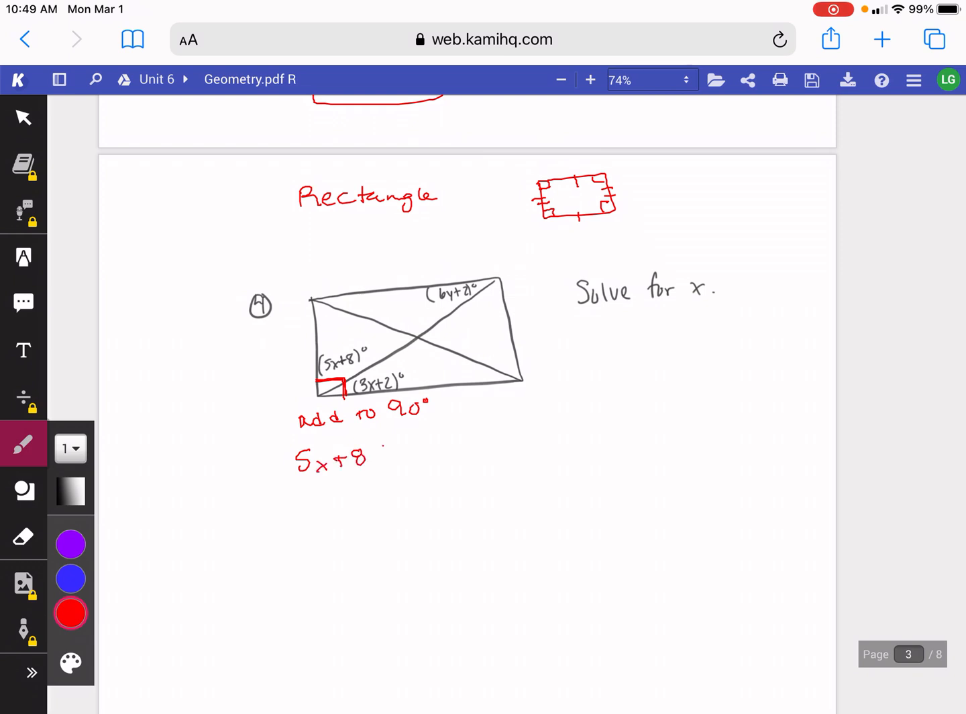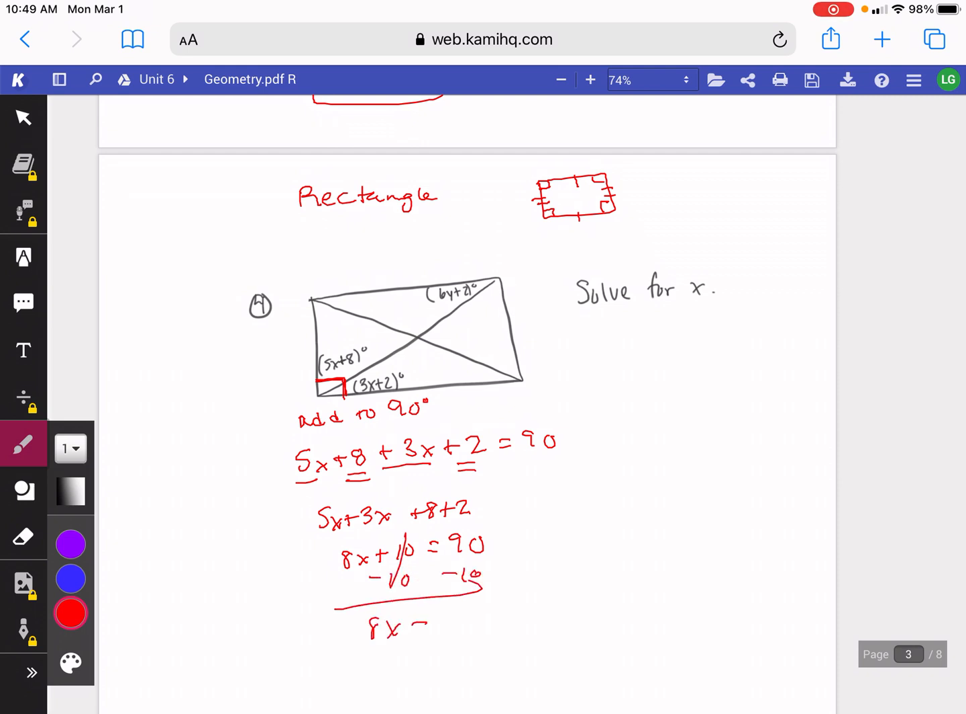So I'm going to add my two angles and set it equal to 90. From there, my next step would be to combine like terms. So 5x plus 3x is 8x, and 8 plus 2 is 10. From there, I'm going to start solving. So the opposite of plus 10 would be minus 10. And then the opposite of times 8 would be to divide by 8. So here my answer for x is 10.